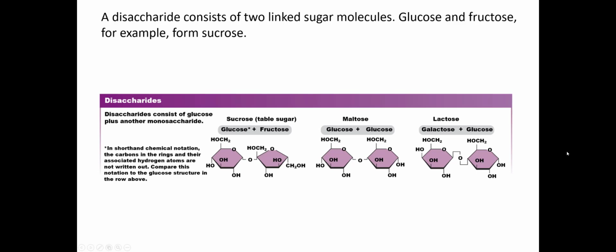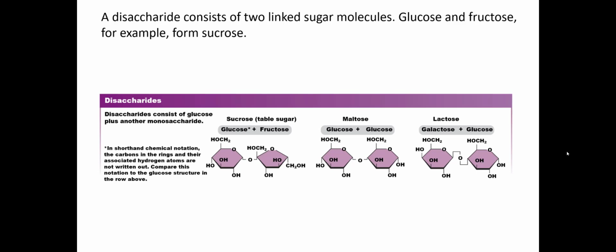In addition to monosaccharides, there are also disaccharides. A disaccharide consists of 2 linked sugar molecules. Glucose and fructose, for example, when bound together form sucrose, which is common table sugar.